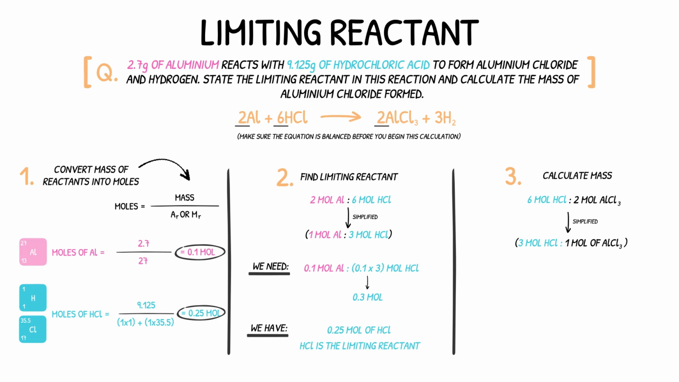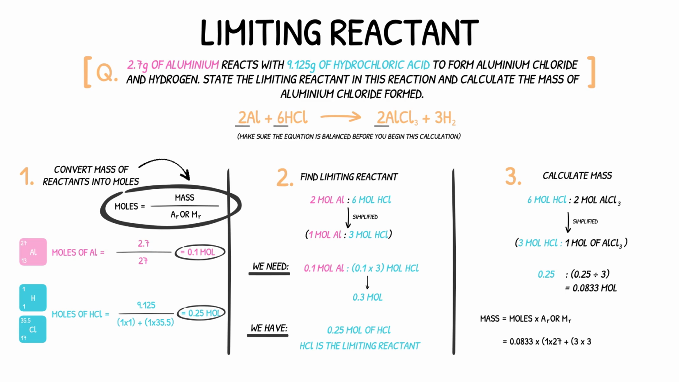The ratio of hydrochloric acid to aluminium chloride tells us that for every 0.25 mole of hydrochloric acid we have, we will make 0.25 divided by 3 mole of aluminium chloride, which is equal to 0.0833. We can now rearrange this formula to calculate the mass of aluminium chloride formed, where the mass is equal to the number of moles multiplied by the relative formula mass.